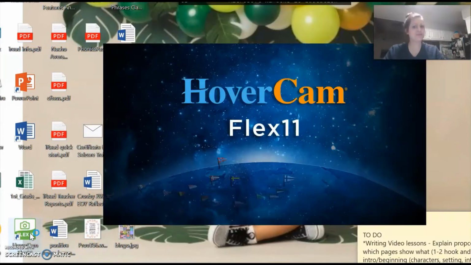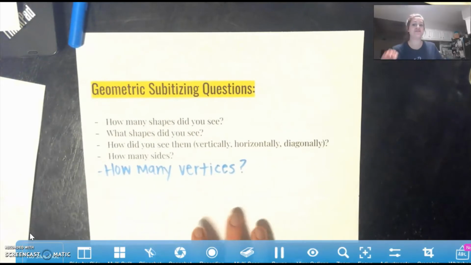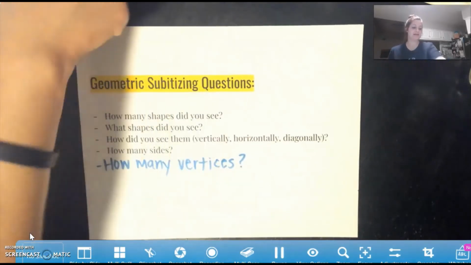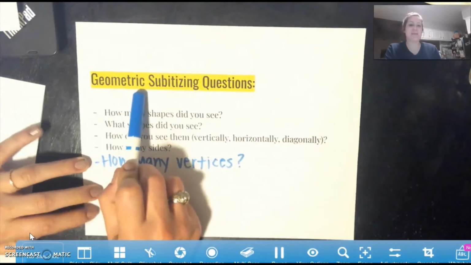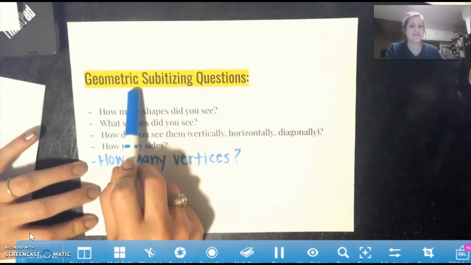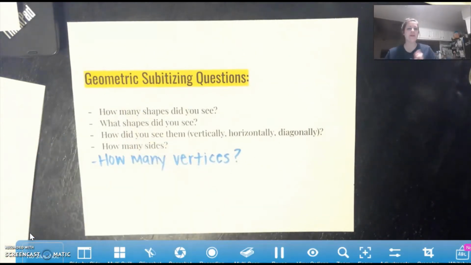Okay, now what we're going to do, we are going to do some subitizing. Remember, subitizing is when I hold something up for you. You get a few seconds to look at it, and then you got to tell me what it is. So first, I have some questions. We're going to do geometric subitizing. Geometric is a big fancy word for shapes. So I'm going to hold up some different shapes.